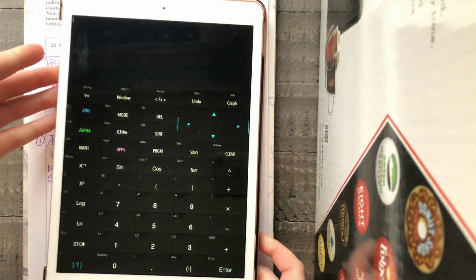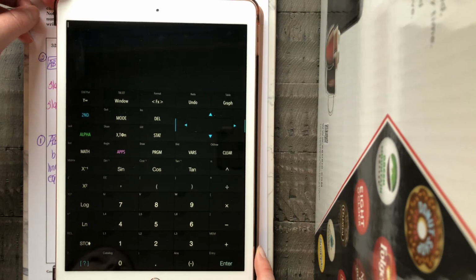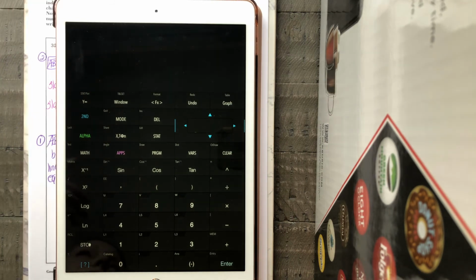So I don't have a calculator at home with me, so I downloaded this Calculator X app. It's a free app. If you guys want to download it at home, definitely do that. I know that there's other calculator websites and things out there, so this is just one of them. It's what I use.